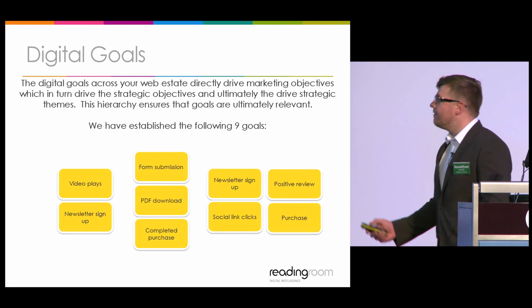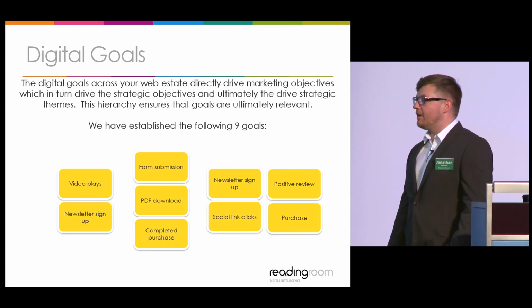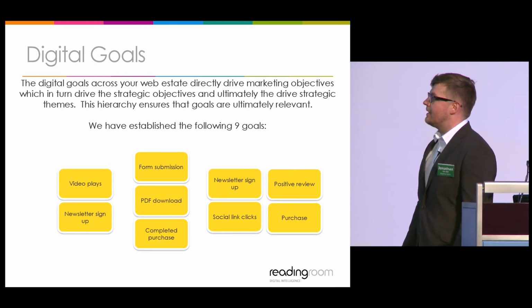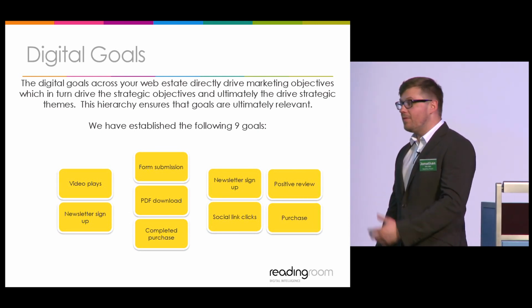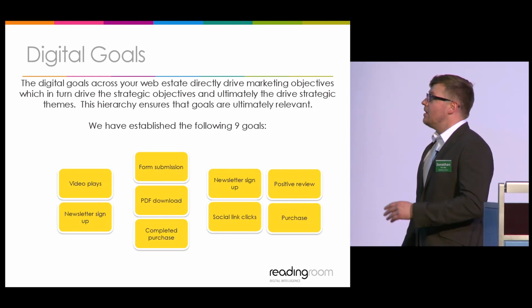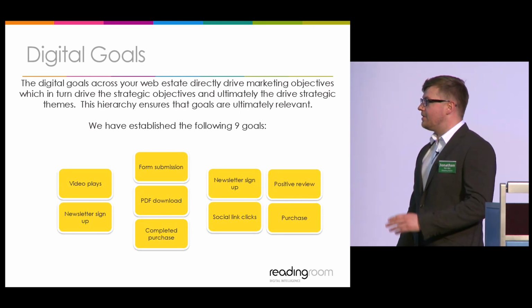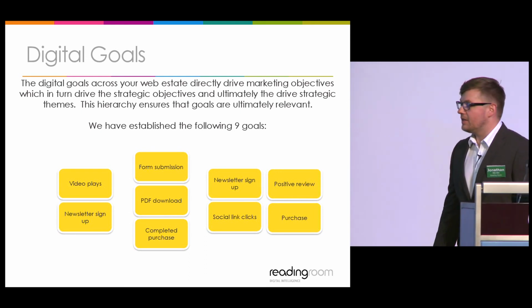So for Office Core, what we want people to do is we want them to view product videos. We want them to sign up to the newsletter. We want them to submit forms. We want them to download PDFs and complete purchases. We want them to sign up for the newsletter. We want them to leave positive reviews. We want them to click the social links, and we want them to purchase.